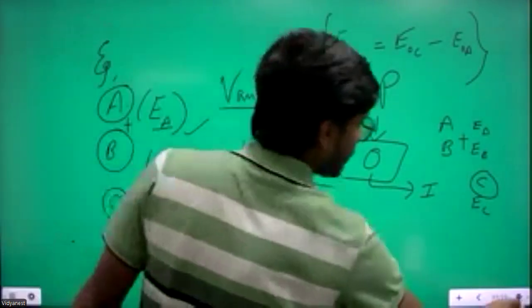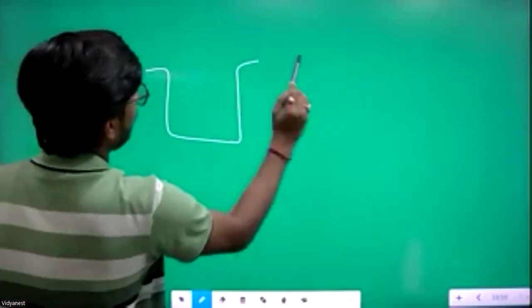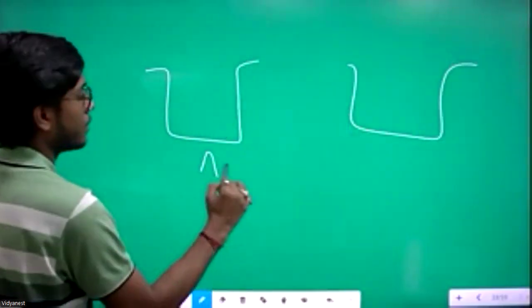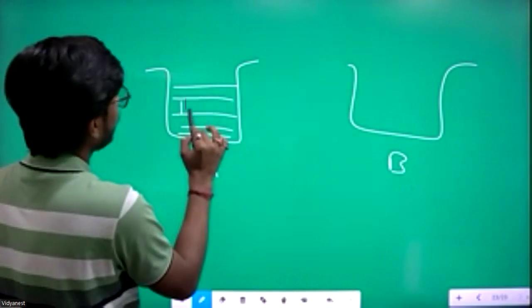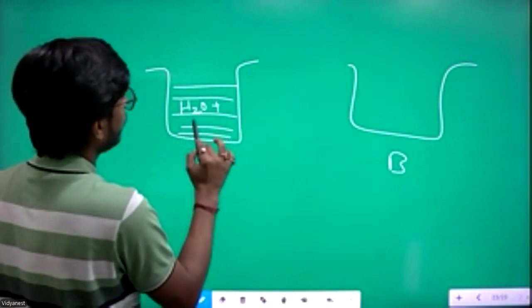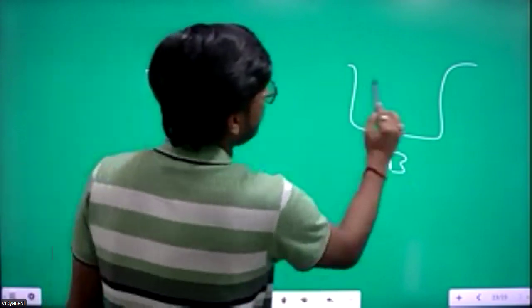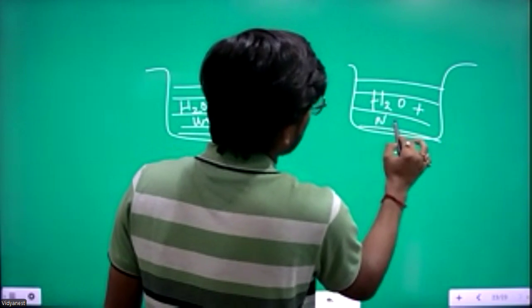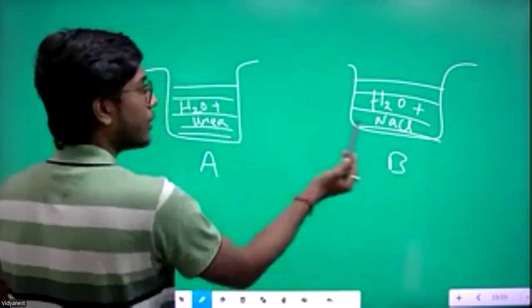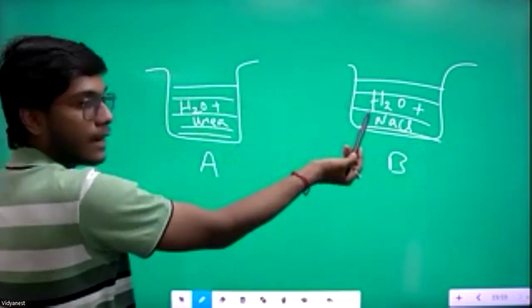I'll write this down. Say you have one vessel over here, vessel A, and another, vessel B. This is H2O plus urea, and this is H2O plus NaCl. Urea and NaCl have been added in the same amount.